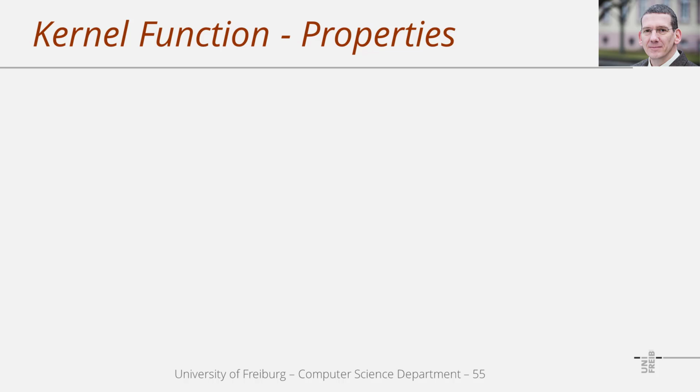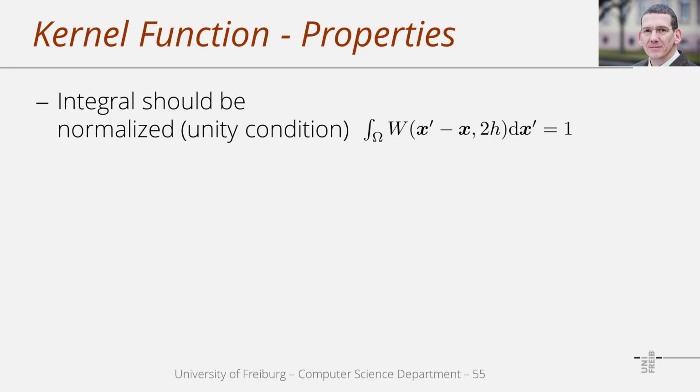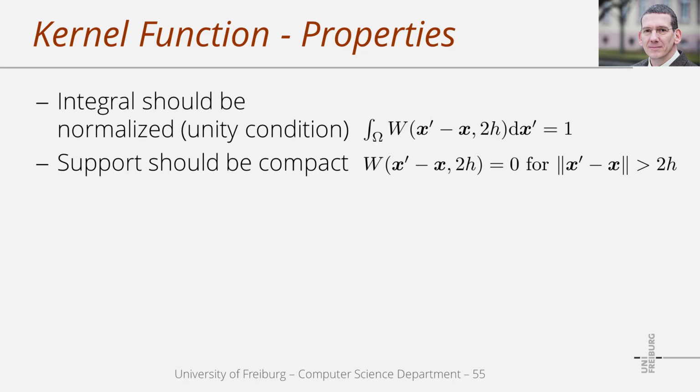Here we have a summary of the general properties that a kernel function should have. First of all, the integral of the kernel function should be equal to 1. So the integral should be normalized, which is also referred to as a unity condition. Then the kernel function should have a compact support. This means that the kernel function should be 0 for values that are larger than some user-defined value. In our setting, the kernel function is parameterized by the distance of 2 sample positions x and x prime, and samples that are farther away than, for instance, twice the sample size h should not contribute to an SPH sum. This means that we can discard neighbors that are too far away.